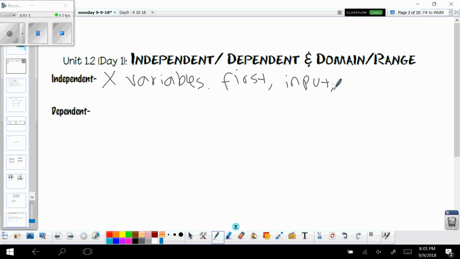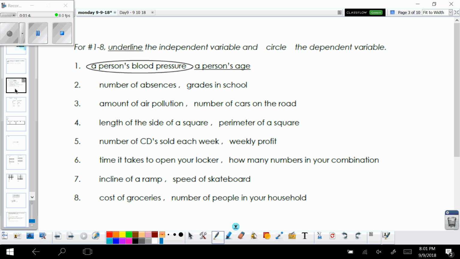Now, dependent, just like you think in the real world, dependent means it depends on something that is independent. So this is actually our y variables. This happens second, and it's your output. Forgive my handwriting. Writing on the computer screen with this little pen is not as easy as it looks. Okay, so let's talk about some examples.